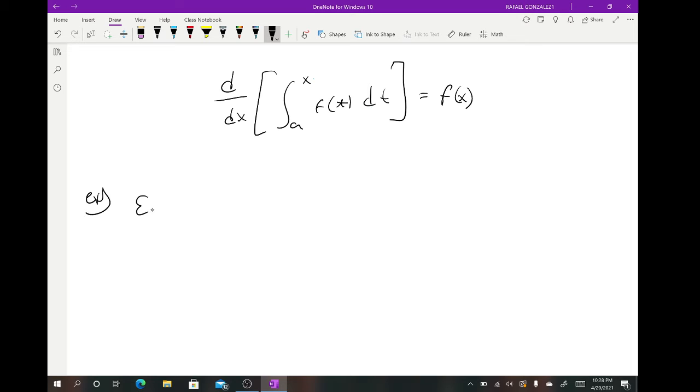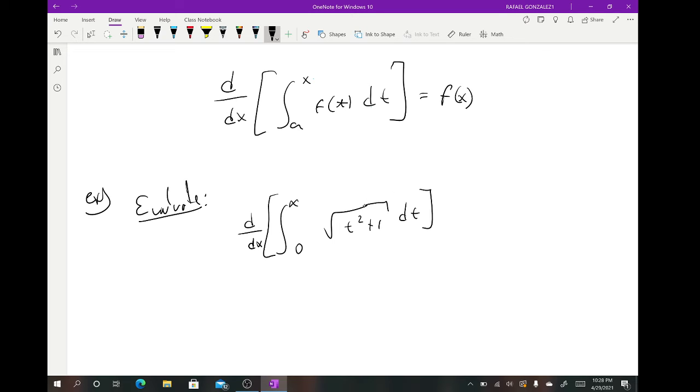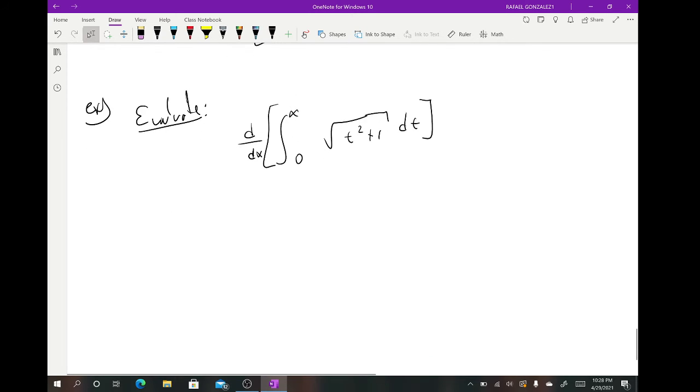Okay, so let's evaluate the following. We're told to take the derivative with respect to x of the integral from 0 to x of the square root of t squared plus 1 dt. This type of problem, with a radical, is often given on the final, so keep note of that. Now notice that the first thing you should note by the theorem is that our function has to be continuous for it to work. So the first thing you should check is to see if this expression is continuous, because it's our f of x.